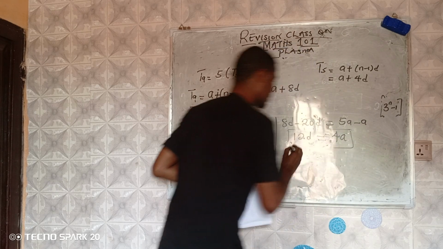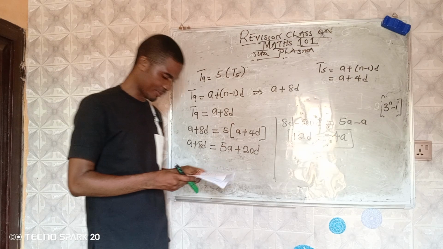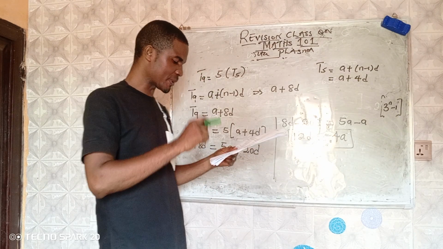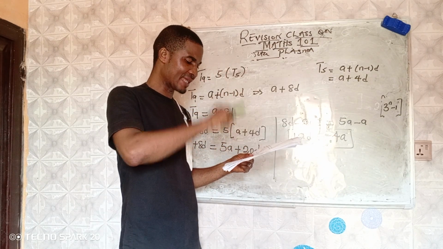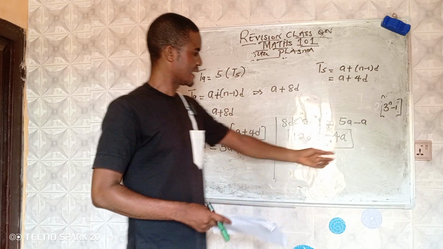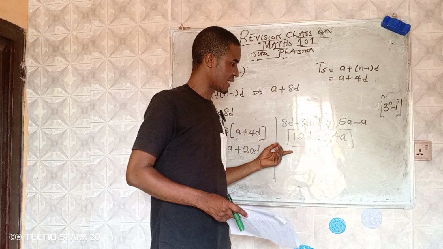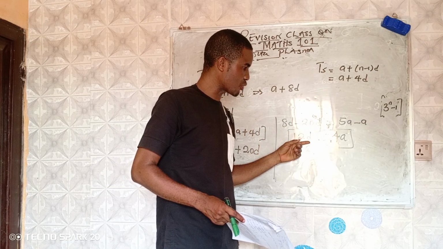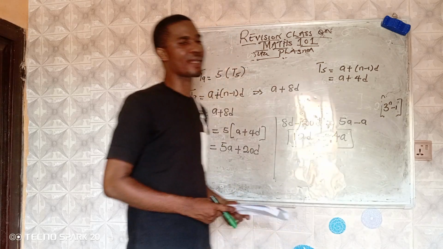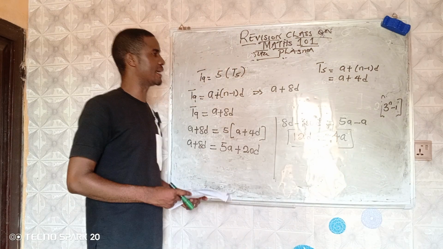This is a relationship between the first term and the common difference, because the question says, find the relationship between the first term and the common difference. It says that if you multiply the common difference by 12, it will give you 4 times the first term. So this is what the book wants you to read.